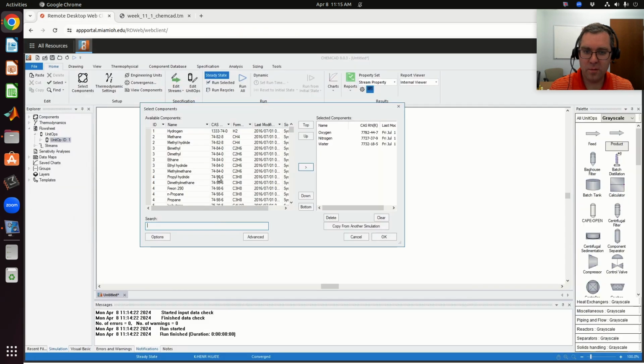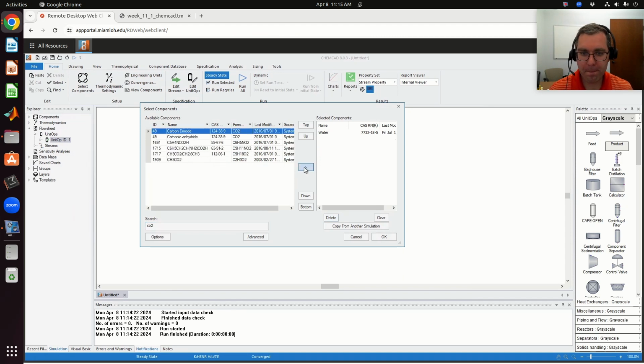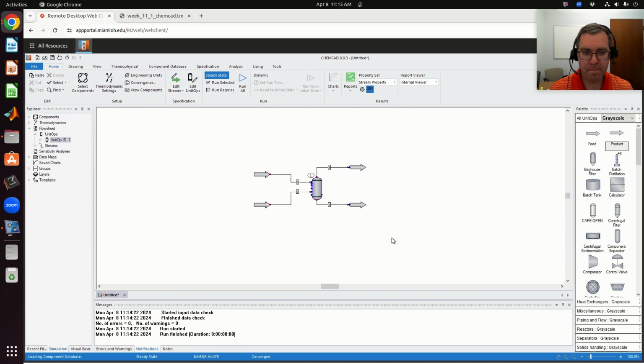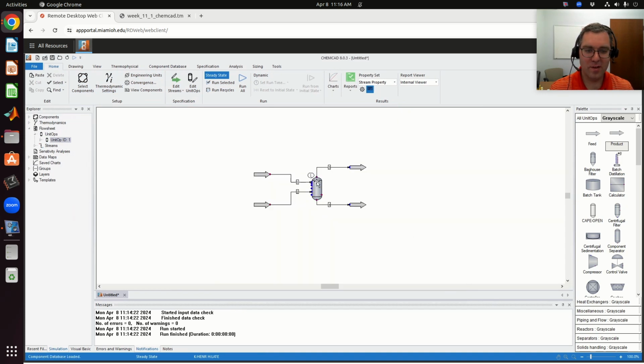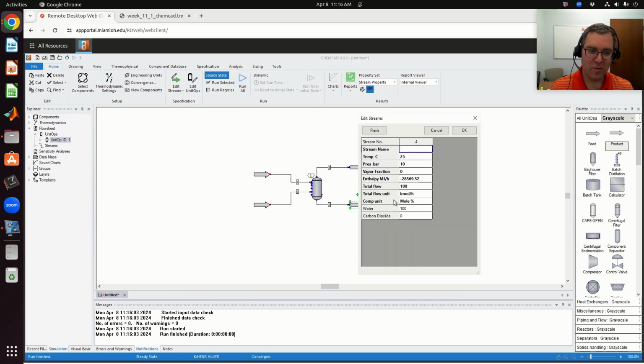Yeah, so I'm going to delete air, oxygen, and nitrogen, and we're going to make that CO2. For my thermodynamic settings, initially I'm just going to make it Henry's law, which again would have been the same as Raoult's law, and choose CO2 as a Henry's component.